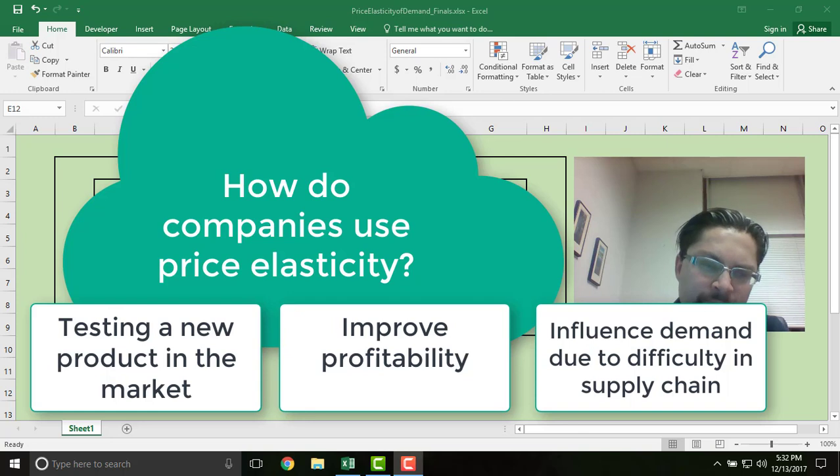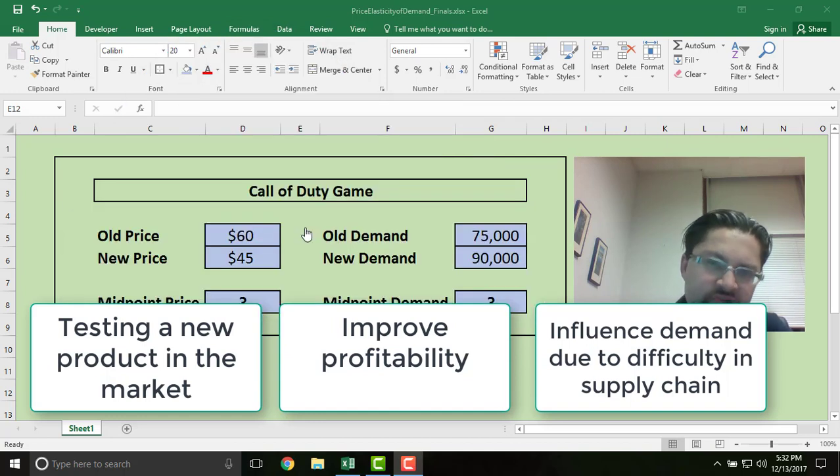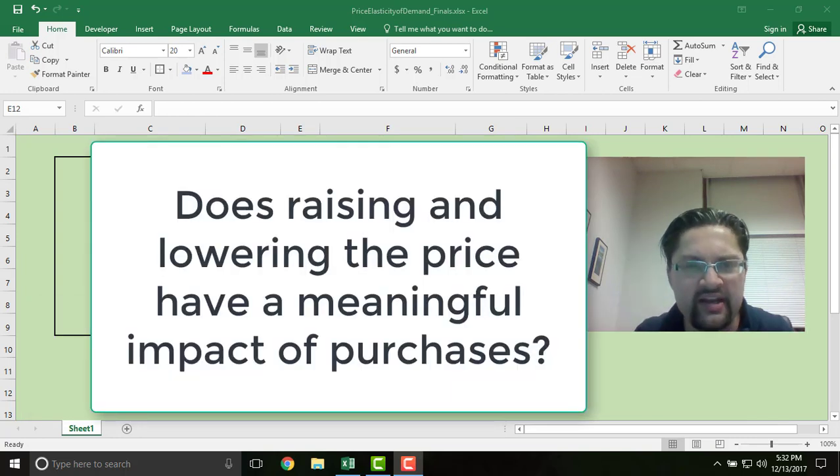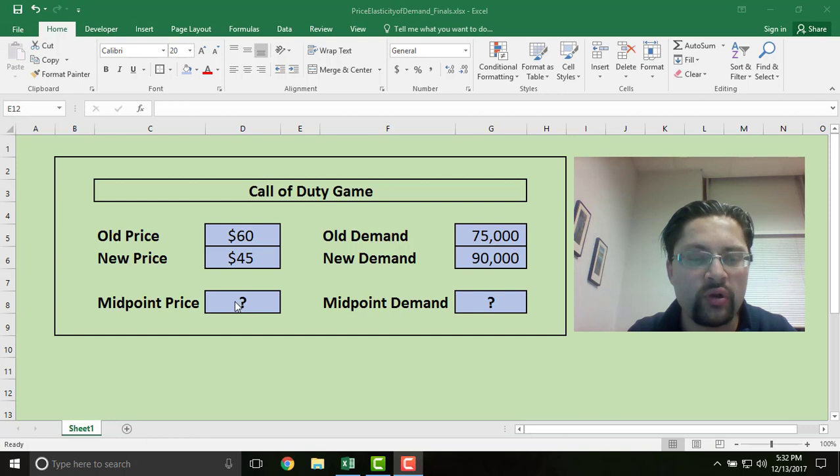Then they look at lowering the price or raising the price and seeing what they can learn about the demand after that. So in effect, they're using price elasticity, trying to determine whether raising or lowering the price has any impact on the number of customers that are buying the product, the frequency, the behavior in general.